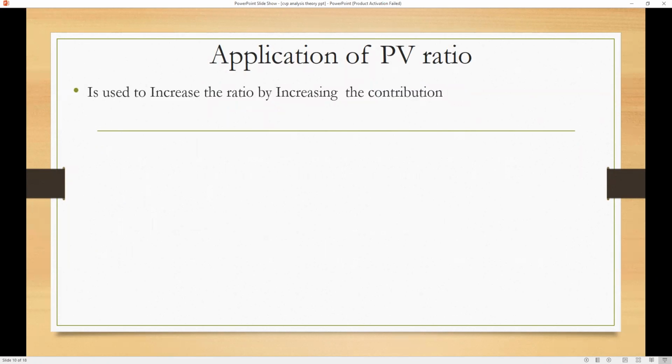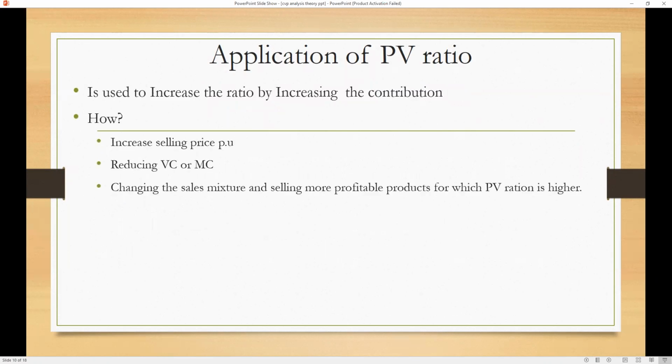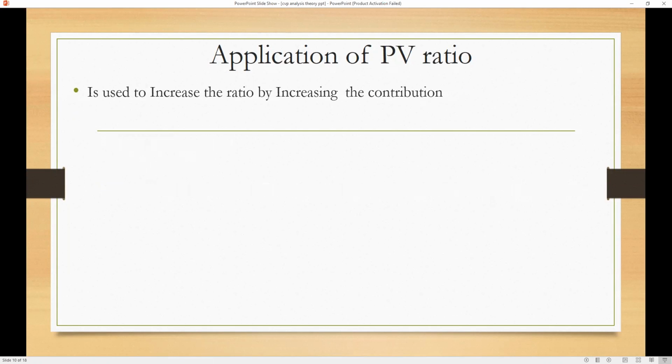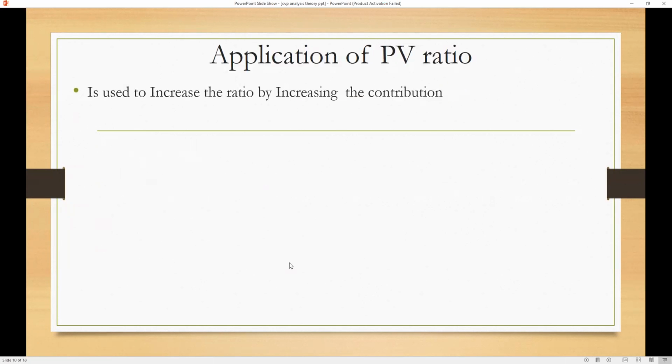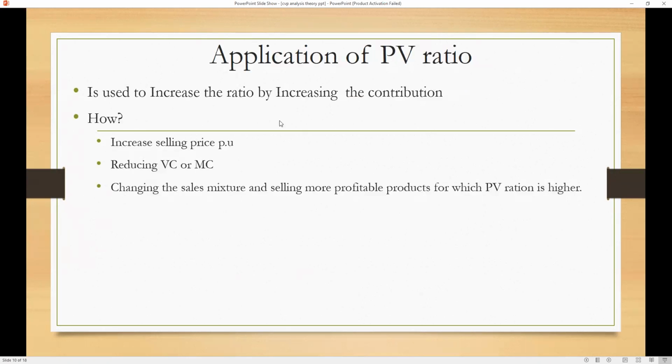Now, application of PV ratio. Where do we apply PV ratio? It is used to increase the ratio by increasing the contribution. So if I have to get a higher PV ratio, because I told you a higher PV ratio is always preferable, a higher PV ratio denotes higher profit. So if I want to increase my profits, then I have to increase the contribution.